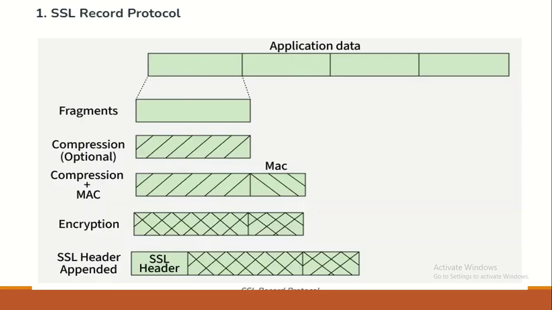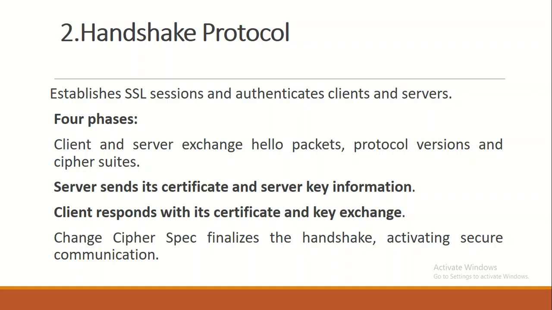In the SSL record protocol, you have some application data, that means the user's content data, divided into fragments. The fragments are compressed. After compression, the MAC, the message authentication code we have already discussed, is added, and then it is encrypted. Once the encrypted message is completed, the header is added. This is the process of the SSL record protocol. The plain message size and the delivered message size are the same, but there is some processing in between. The second one is the handshake protocol.